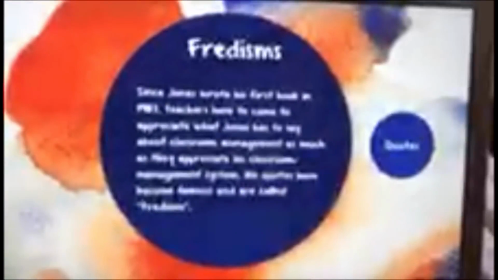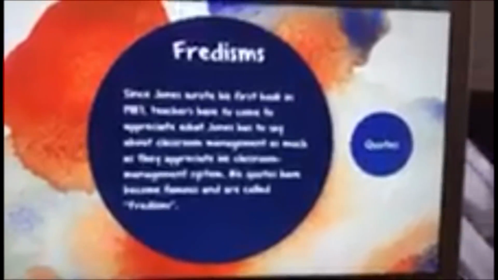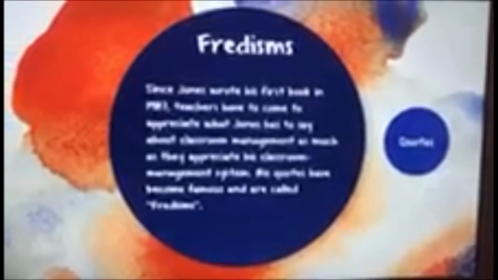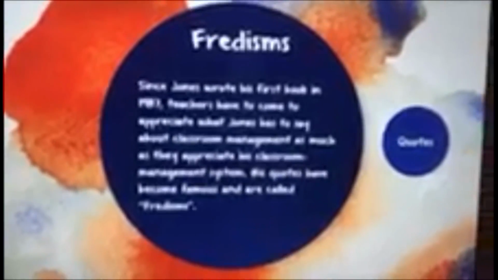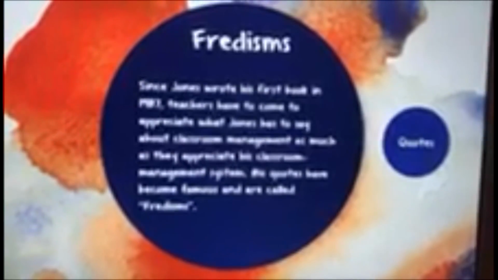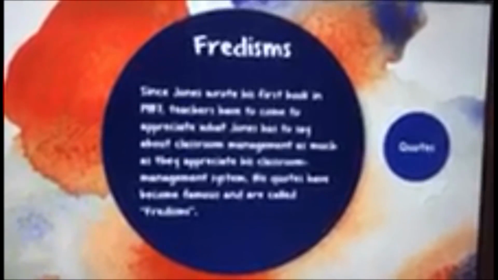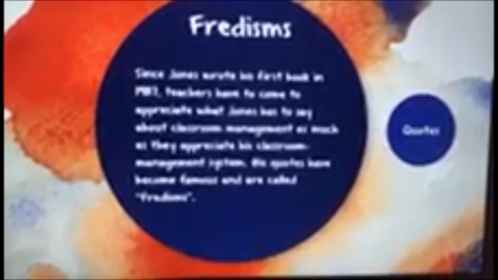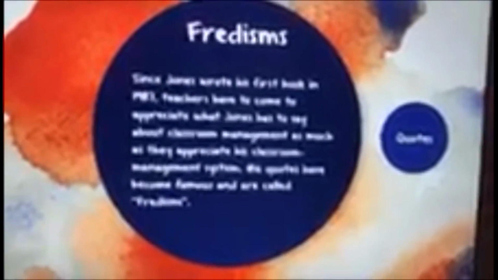So in the book, it talks a little bit more about Jones. It told about how he wrote his first book in 1987. Teachers have come to appreciate what Jones has to say about classroom management as much as they appreciate his classroom management system. And then the book tells some quotes that he has said. This is on page 75. I just picked out 3, but there's actually more than that on that page.